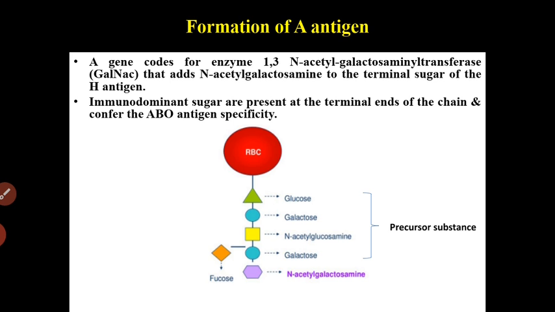Next, we will understand immunodominant sugar. These added sugars are immunodominant. Why? Because they confer ABO antigen specificity.